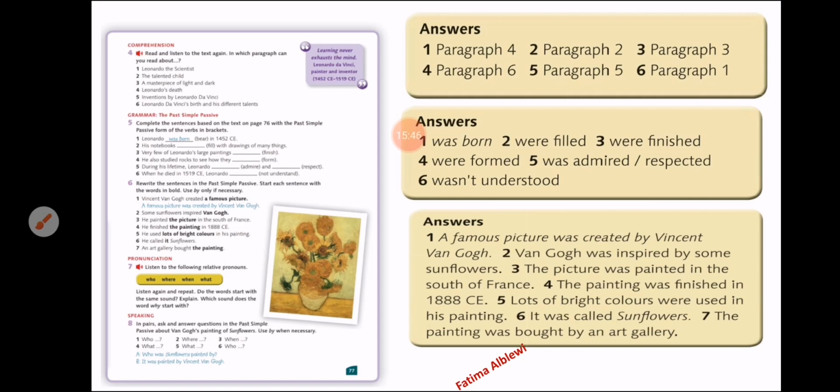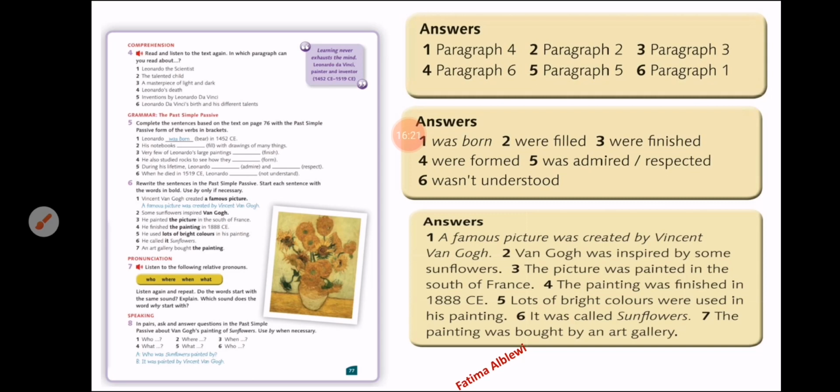Okay, now grammar, the past simple passive. Let's make some revision about the past simple passive. The structure of past simple is subject, verb, and object. In passive, it is object plus was or were plus the verb 3. Complete the sentences based on the text on page 76, using the past simple passive form of the verbs in brackets.